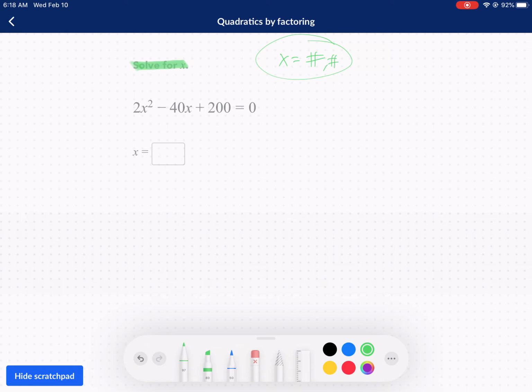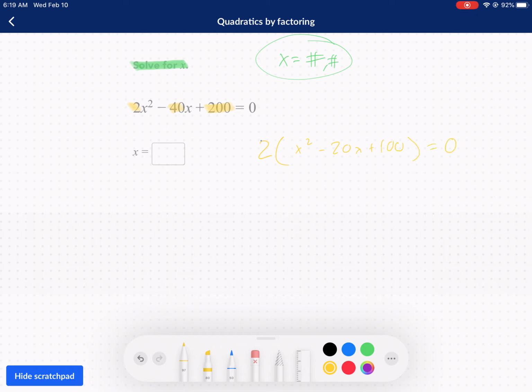Now, one thing you can recognize anytime you're doing factoring and you notice that all the coefficients are divisible by the same thing, you want to divide by that thing. What do I mean? Well, 240, 200, all divisible by 2. So the first thing I'm going to do is factor out that 2. So I'm going to put a 2 out in front, and parentheses. What's left? I have x squared minus 20x plus 100 equals 0.